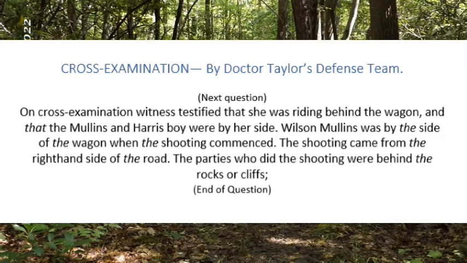Cross-examination by Dr. Taylor's defense team. Next question. Answer. On cross-examination, the witness testified that she was riding behind the wagon and that the Mullins and Harris boys were by her side. Wilson Mullins was by the side of the wagon when the shooting commenced. The shooting came from the right-hand side of the road. The parties who did the shooting were behind the rocks or the cliffs.